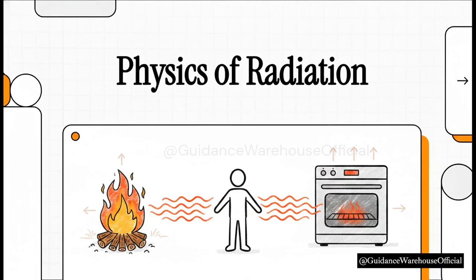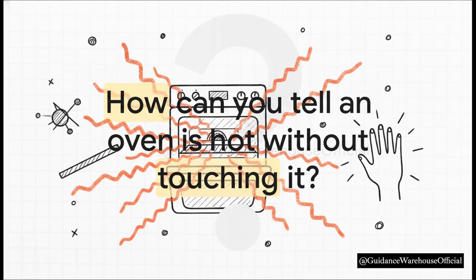And conduction? Way too slow through the air to reach you that fast. So how exactly is that thermal energy leaping across the room and hitting your body? Seriously? How can you tell an oven is hot without even touching the door?